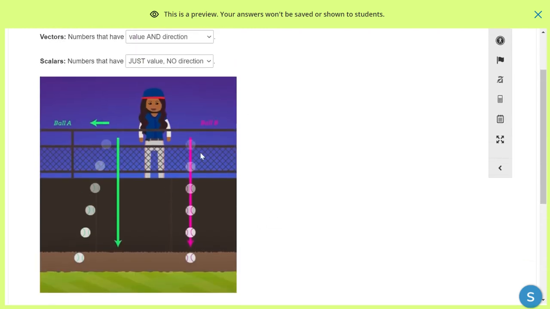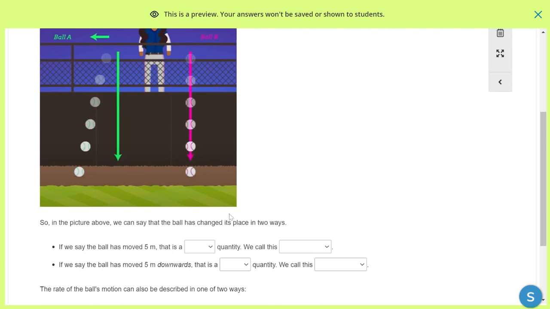Like if I didn't show you this picture, I blindfolded you and I said, the ball moved 5 meters. Okay, well, did it move 5 meters to the left, or did it go down like in the picture? Did someone throw it 5 meters up into the air or roll it up a hill? Who knows? It doesn't say. There's no direction attached to this measurement. So this is going to be a scalar quantity.